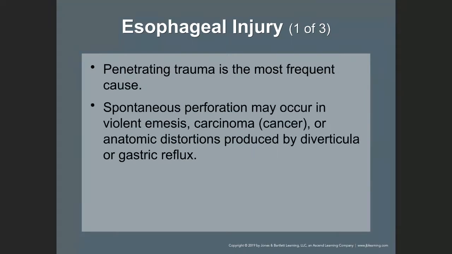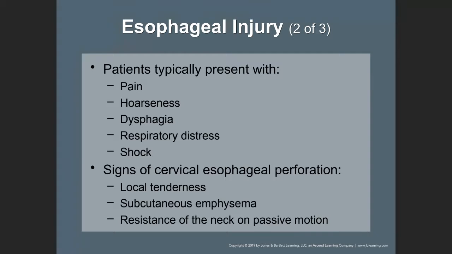Esophageal injury. Penetrating trauma is the most frequent cause. Spontaneous perforation may occur in violent emesis, carcinoma, or anatomic distortions produced by diverticular or gastric reflux. Patients typically present with pain, hoarseness, dysphagia, respiratory distress, shock. Signs of cervical esophageal perforation include local tenderness, subcutaneous emphysema, and resistance of the neck to passive motion.